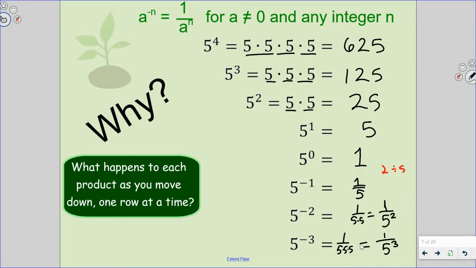So there's another reason behind it, and it all comes with following the pattern each time. Divide by another 5, so that cancels out a 5. Divide by another 5, so now let's cancel. Now divide by another 5 again. That explains where the 1 came from.